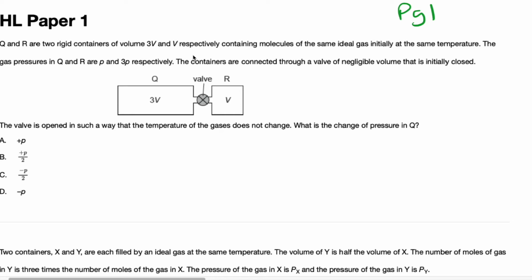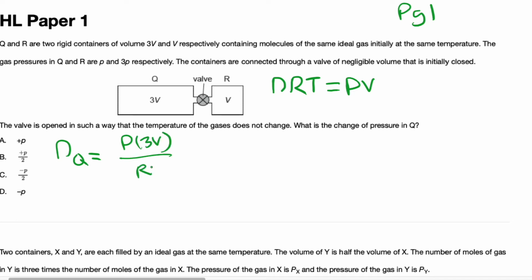So here they're testing about ideal gas equation. So we know ideal gas equation says N multiplied by R constant multiplied by temperature is equal to pressure multiplied by volume. So from here we know that the N_Q is going to be equal to the pressure at Q, which is equal to P, multiplied by volume at Q, so 3V, divided by RT. So this is equal to 3PV divided by RT.